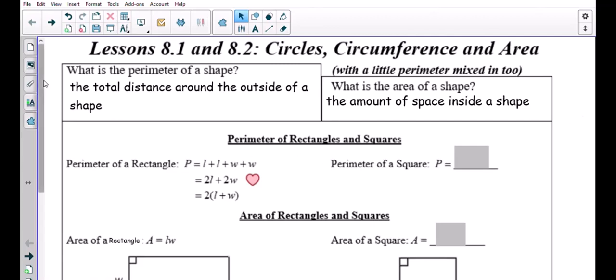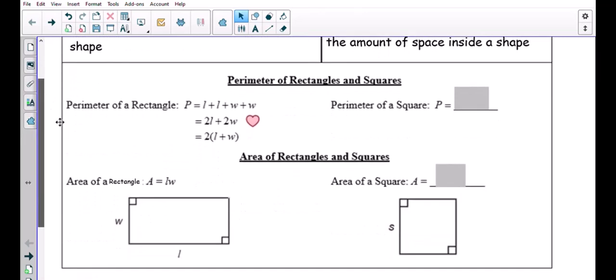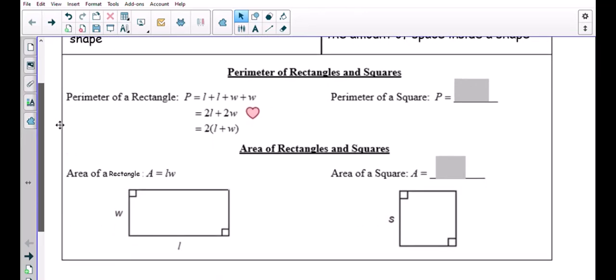So let's begin by talking a little bit about perimeter of rectangles and squares, as well as area of rectangles and squares. This is something you've probably seen in years past, so it's not really new, but it's definitely something that we're going to talk about here. So first things first, let's talk about the perimeter of a rectangle, which again is the distance around the outside.